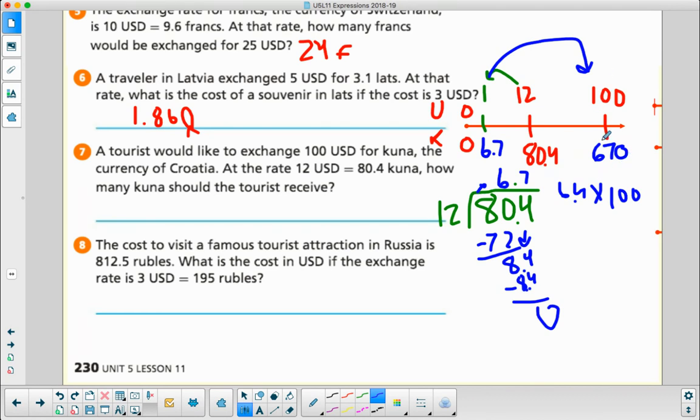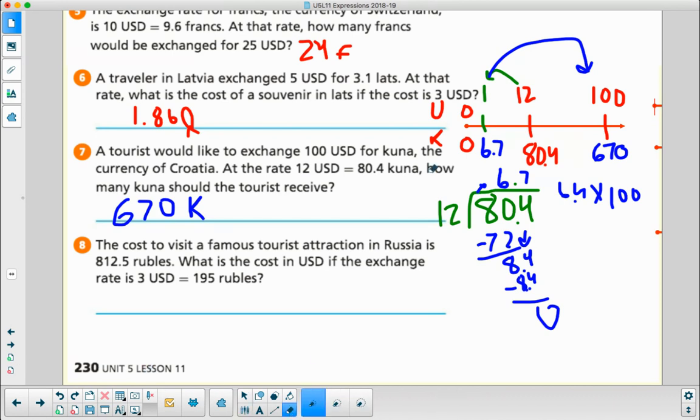It is reasonable, I'm sorry, because 6 times 100 is 600, and 7 times 100 is 700. I'm between 600 and 700. So it would be 670 kuna. Sorry about that. My brain just wasn't functioning quite right. I was thinking 670 was less than 100 for some reason.